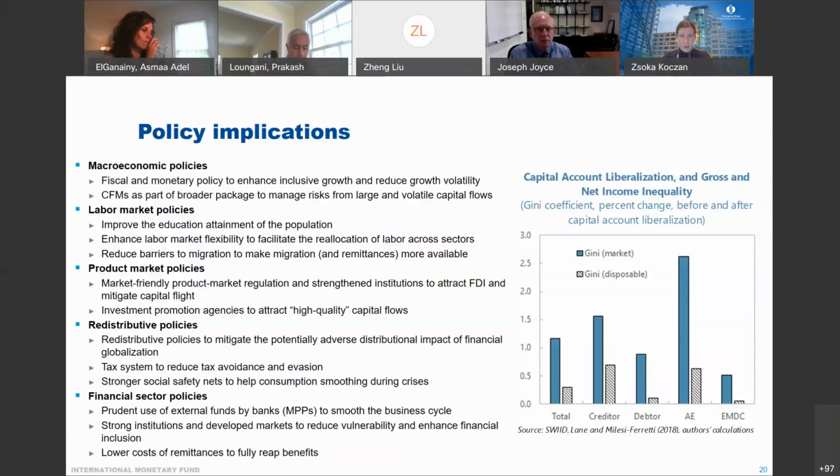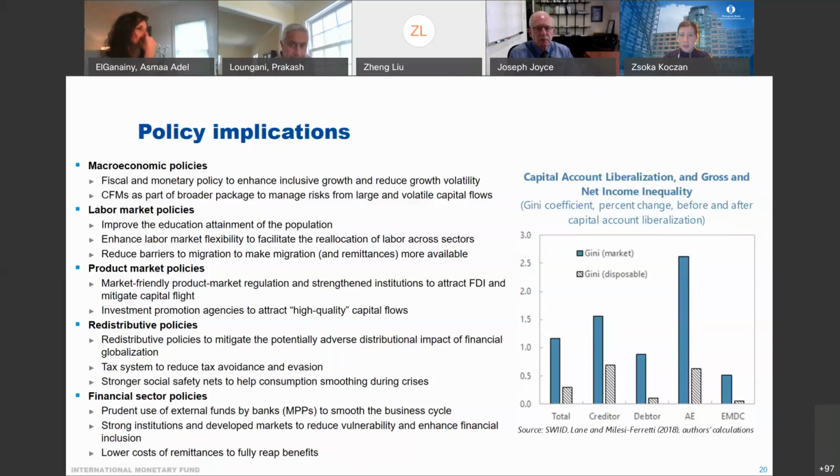Now, so far, the bar charts we showed you in terms of increases in inequality after capital account liberalization episodes all looked at Ginis based on market income. The chart on the right here highlights that indeed the increases in market income were considerably larger than when we look at the increase in inequality based on disposable income, suggesting that redistribution can play an important role in mitigating the adverse distributional consequences of capital account liberalization.